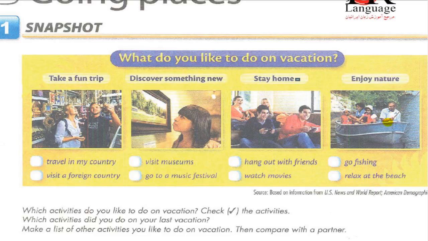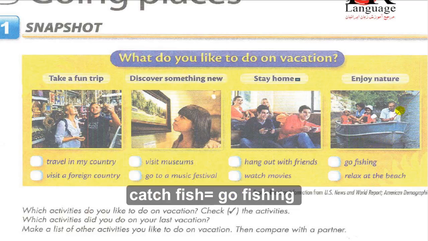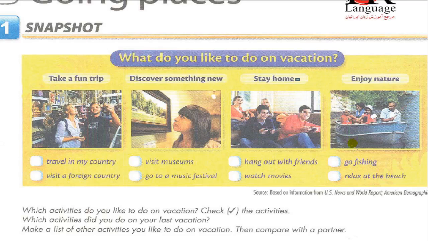Where are they? They are in a boat, in the river or a lake. They're catching fish. They use a hook to catch fish. They go fishing. Father, mother, son or daughter. So this is the family. And the family went fishing. Enjoy nature.